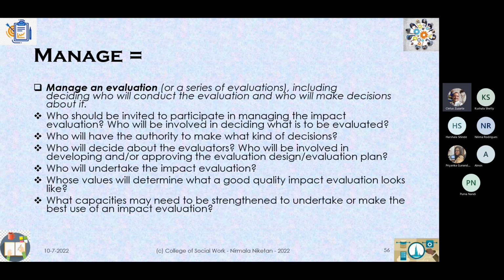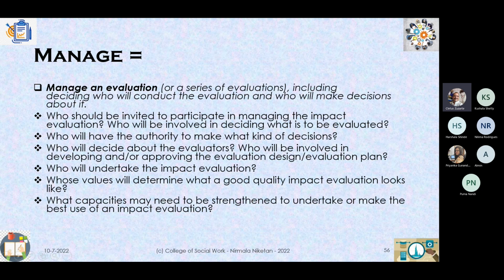So when you're looking at managing an evaluation, what are you looking at? You're looking at asking questions about who will conduct the evaluation and who will make decisions about it. It is so consultative in nature that you have a say about who will take the authority on whether we should continue with taking up the project for the next year, or for that matter, a particular intervention like a livelihood.